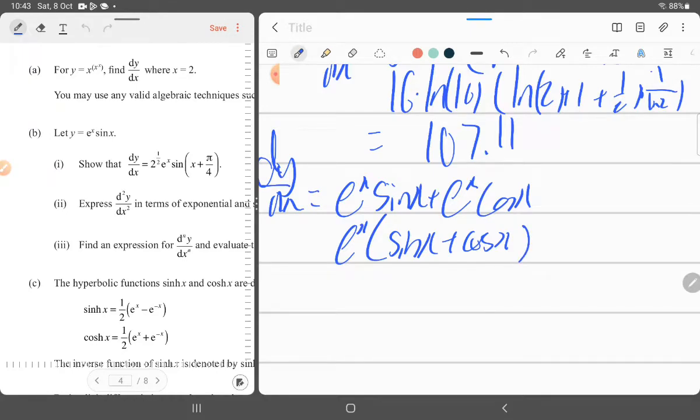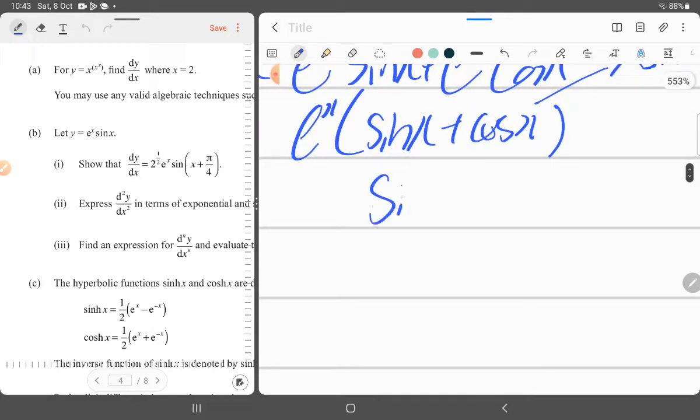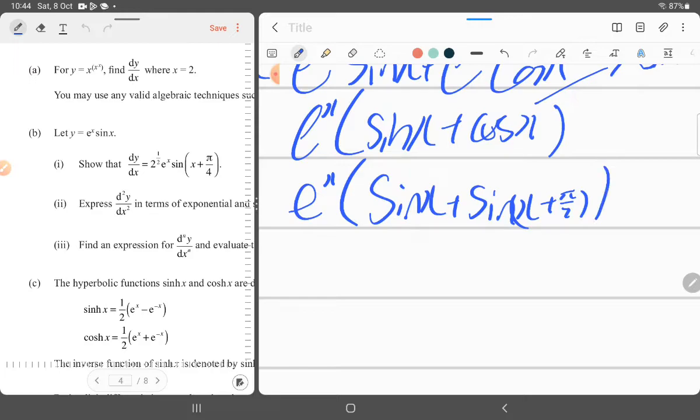We can get cosine x into sine. Right, was this sine x take away, no, so sine x plus pi over 2. So sine of x plus pi over 2, to the power of x, all of that.